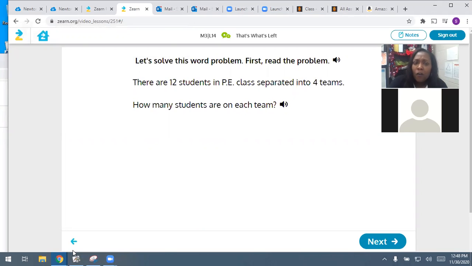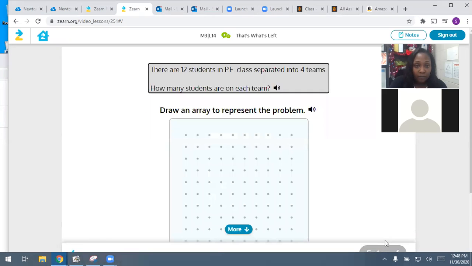How do I know that? Well, it tells me I have 12 students total, and I need to put them into 4 teams. What I'm going to try to figure out is how do I get them into 4 separate teams? But remember, it has to be an equal number. So how many students are in each team? I'm going to use division. So there are 12 students in PE class separated into 4 teams. How many students are on each team?